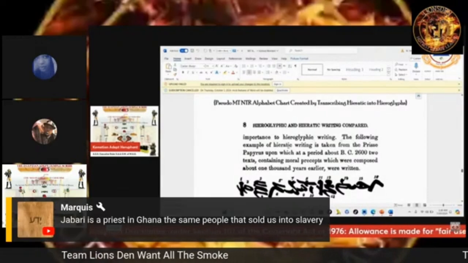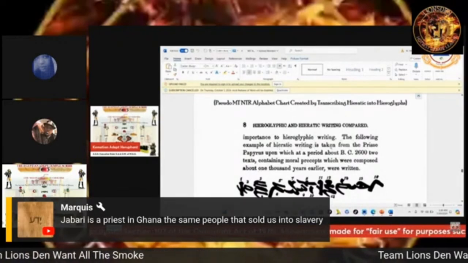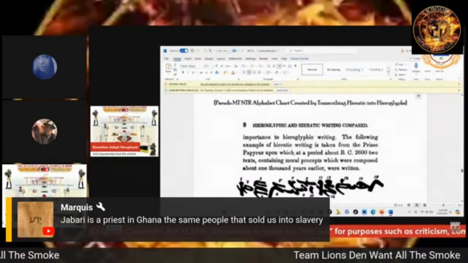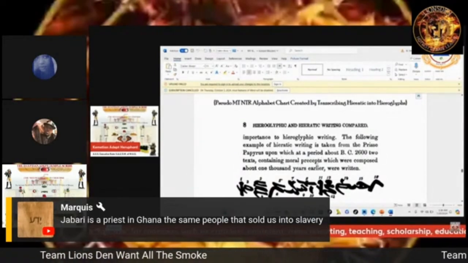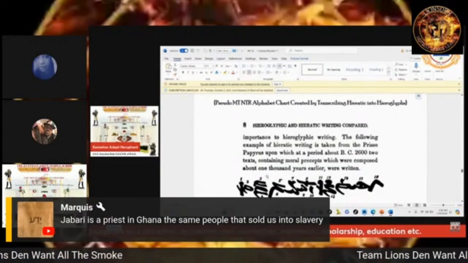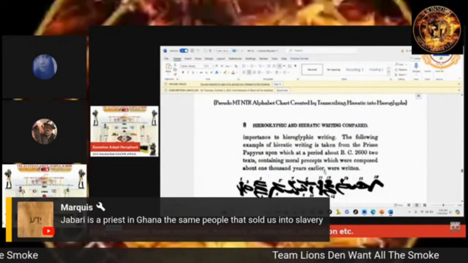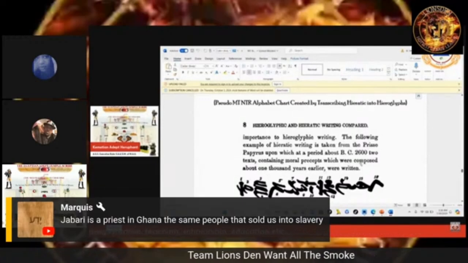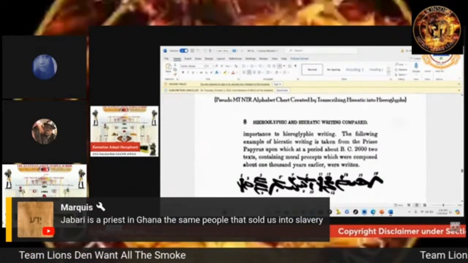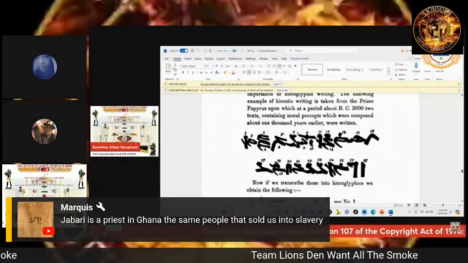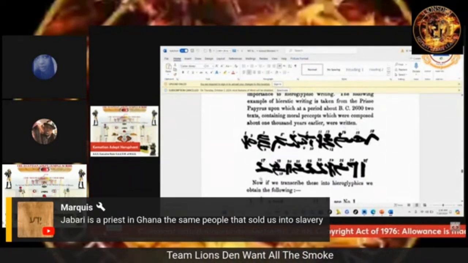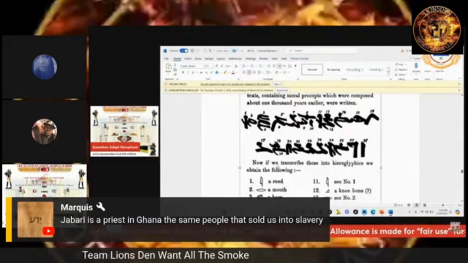Hieroglyphic writing. The following example of hieroglyphic writing is taken from the Prisse Papyrus, upon which, at a period about 2600 BC, two texts containing moral precepts, which were composed about 1,000 years earlier, were written. So this is called the Book of Ptahhotep. This is what it's coming from. The one I showed you, I transliterated from in the hieratic language that we have in our message. So this is what they're showing, how they transcribed it. These letters, the original alphabet in the pictures.